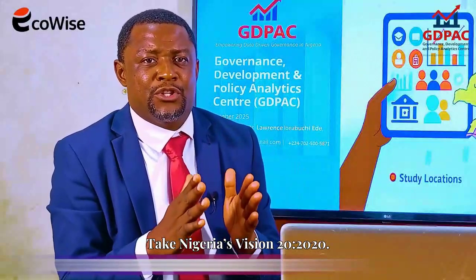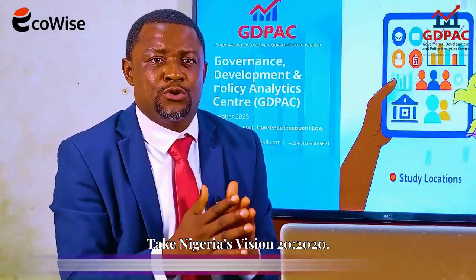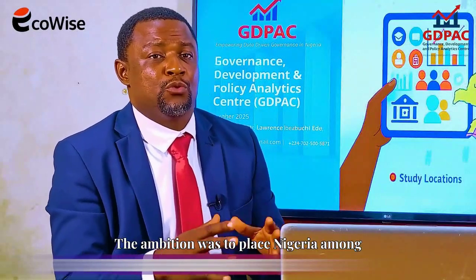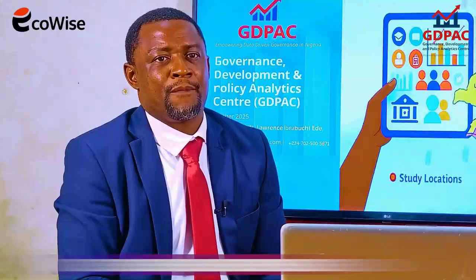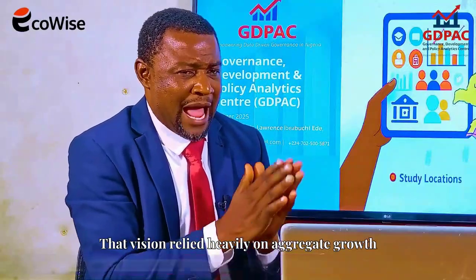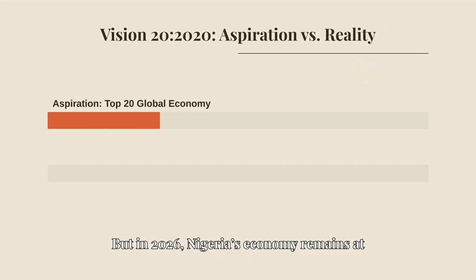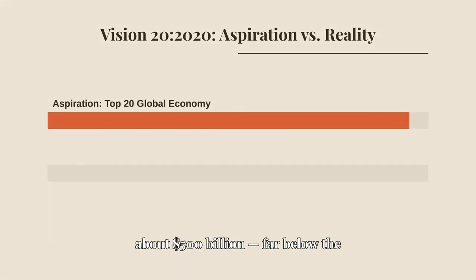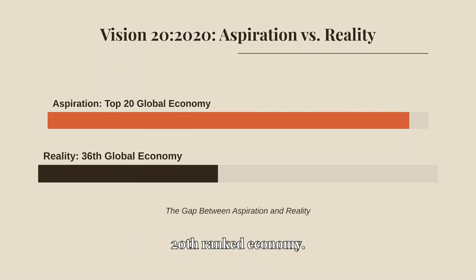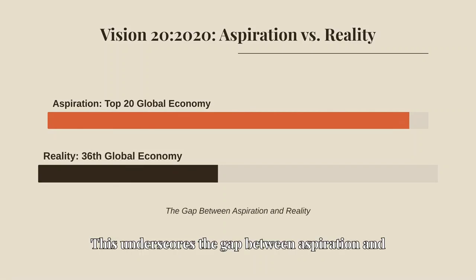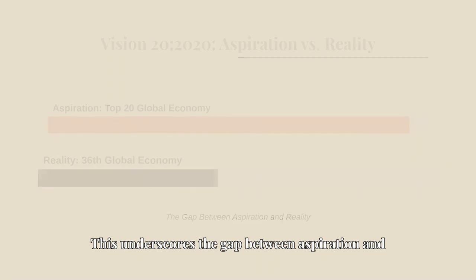Take Nigeria's Vision 20:2020. The ambition was to place Nigeria among the world's top 20 economies by 2020. That vision relied heavily on aggregate growth projections. But in 2026, Nigeria's economy remains at about $500 billion, far below the 20th ranked economy. This underscores the gap between aspiration and reality.